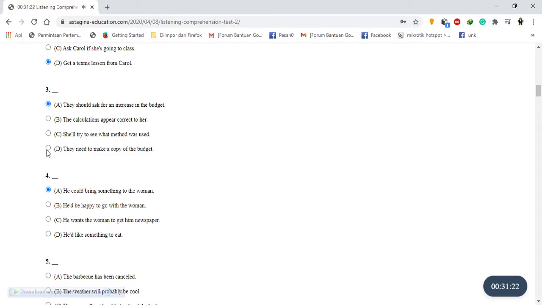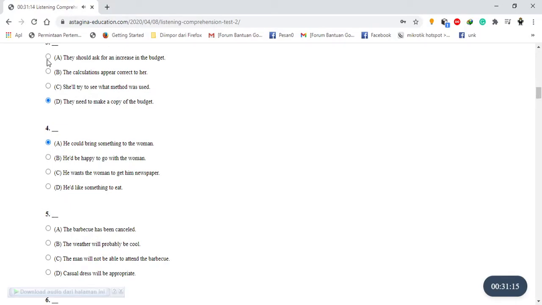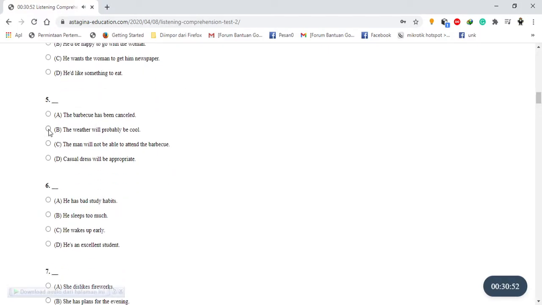Number 5. I'll be coming straight from work, so I'll have to pack a change of clothes. It's only a barbecue. Jeans and a t-shirt will be fine. What does the woman imply? Number 6. Man, I'm exhausted. I stayed up the whole night studying for my history midterm exam. Why do you always wait till the last minute? What can be inferred about the man?